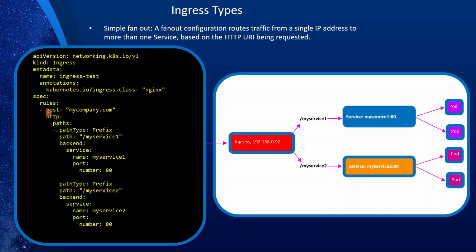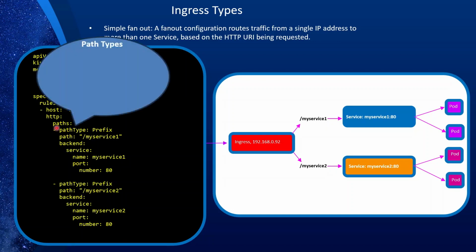First, we need to specify the host name for it. Normally this host name will correspond to the IP address of the load balancer. Next we need to specify the protocol, in this case HTTP. Then we need to specify the paths, and also the type of path. So let's take a look at this more closely.